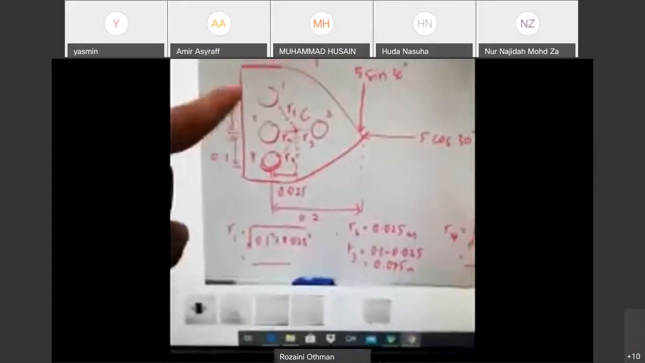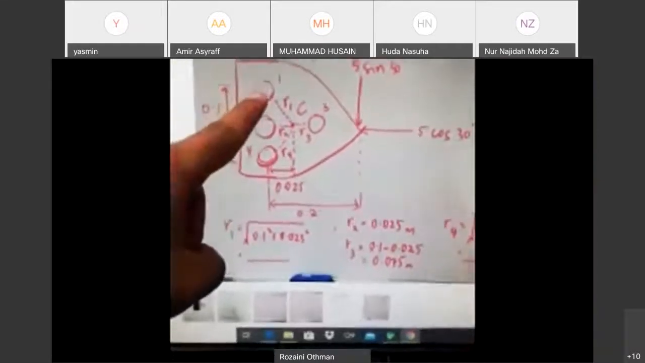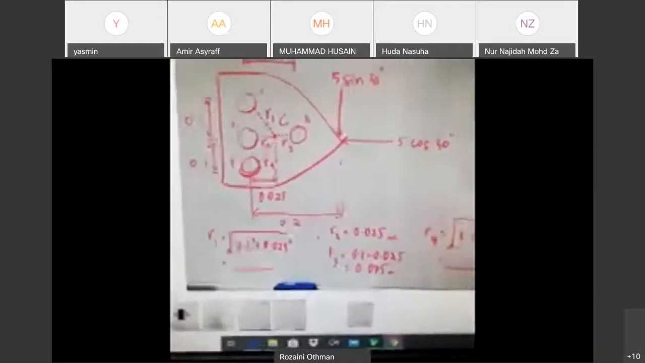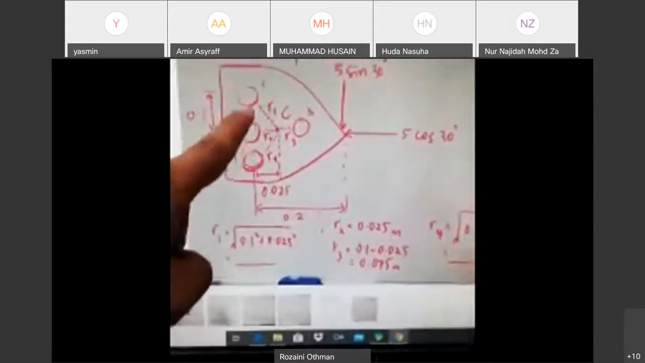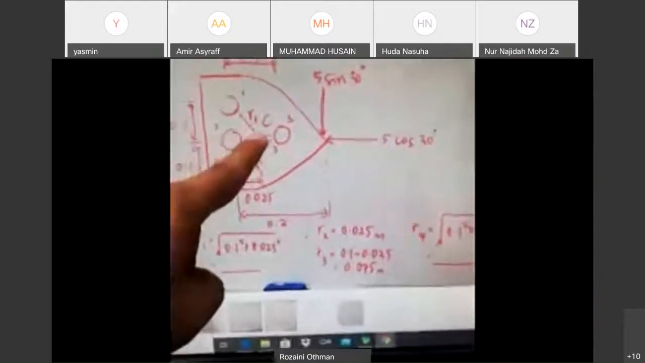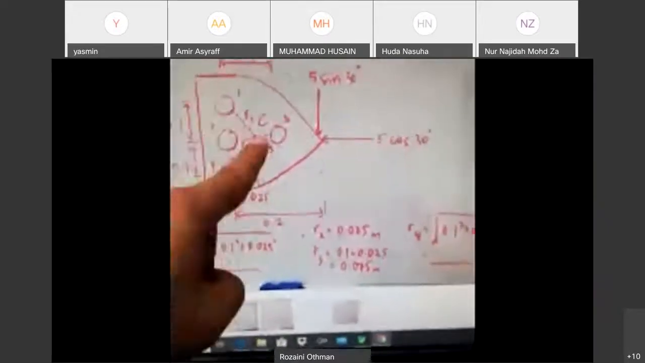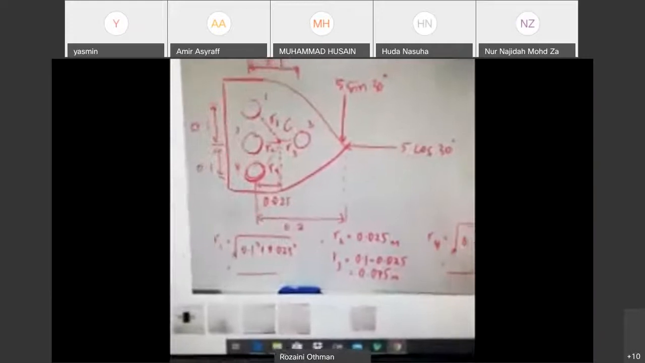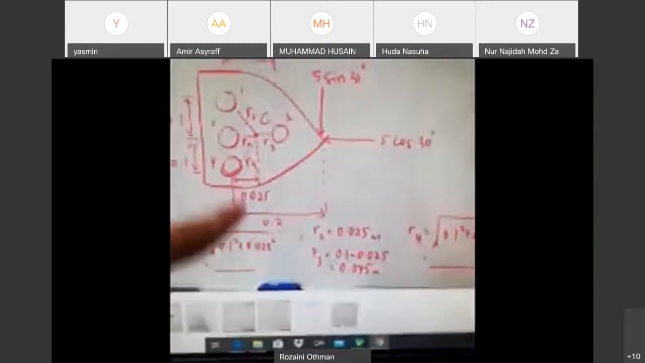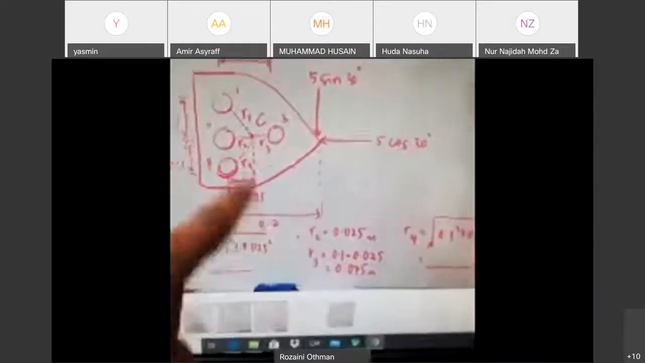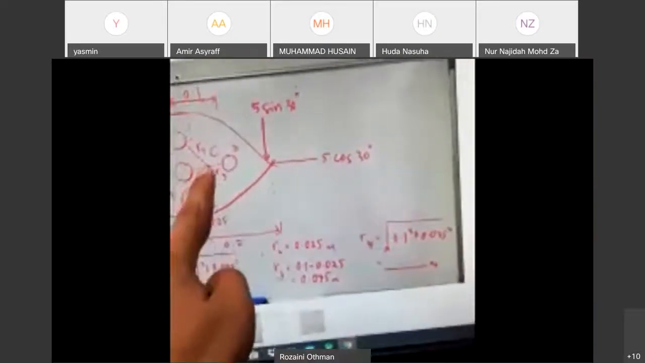Again, for R1, we know that the distance is like this. R1, kan? So we can do the theorem Pythagoras lah. Kan? So we know that yang ni adalah 0.1. So yang ni daripada sini ke sini is 0.025. So R1 is dia punya hypotenuse. So that's why kita ada 0.1 squared plus 0.025 squared, and then square root, and then we will get R1.